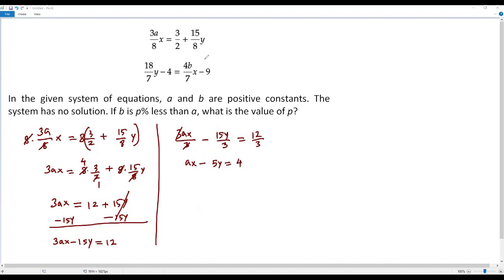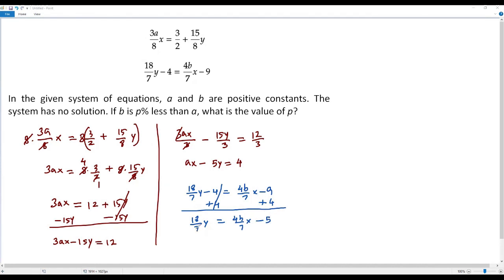Now let's get the second equation in standard form. Let me write the second equation as it is. That is 18 over 7 times y negative 4 equals 4b over 7 times x negative 9. Here we find the constants on both sides of the equation, negative 4 and negative 9. To get the constant on the left side, let me add 4 to both sides of this equation. When I do so, negative 4 and positive 4 will cancel out. I'm getting 18 over 7 times y equals 4b over 7 times x. When I combine negative 9 and positive 4, I'm getting negative 5.